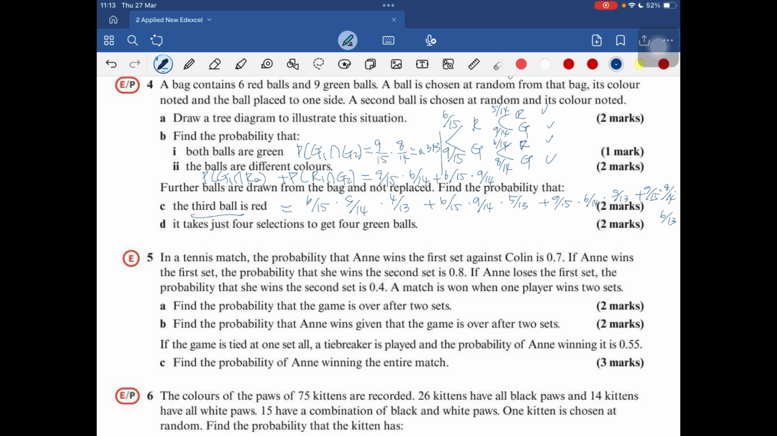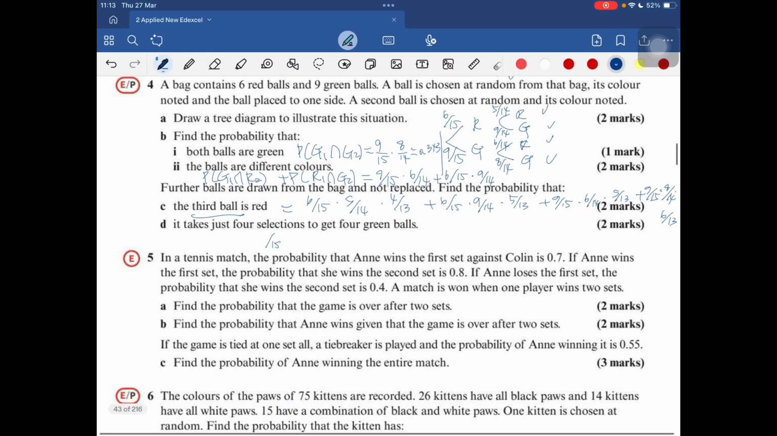So the first, green, green, green, green. This is how we want to know. So this one is the first green, 6 out of 15. No, sorry, 9 out of 15. And 8 out of 14, 7 out of 13, 6 out of 12.